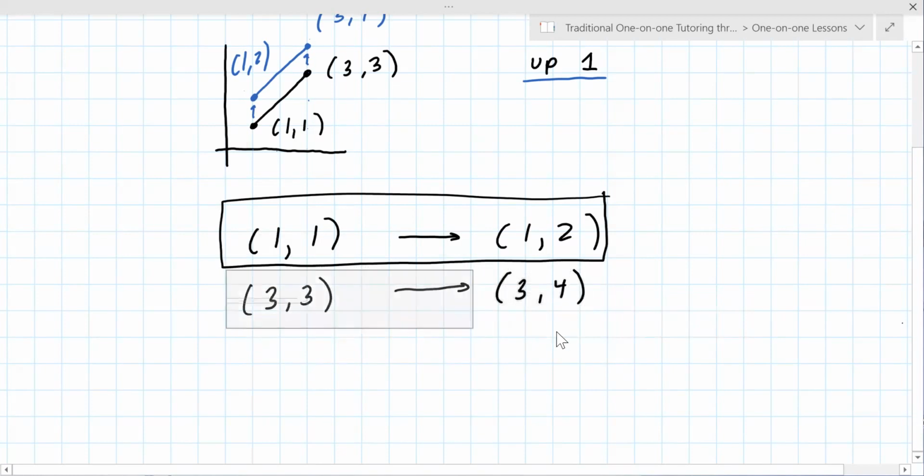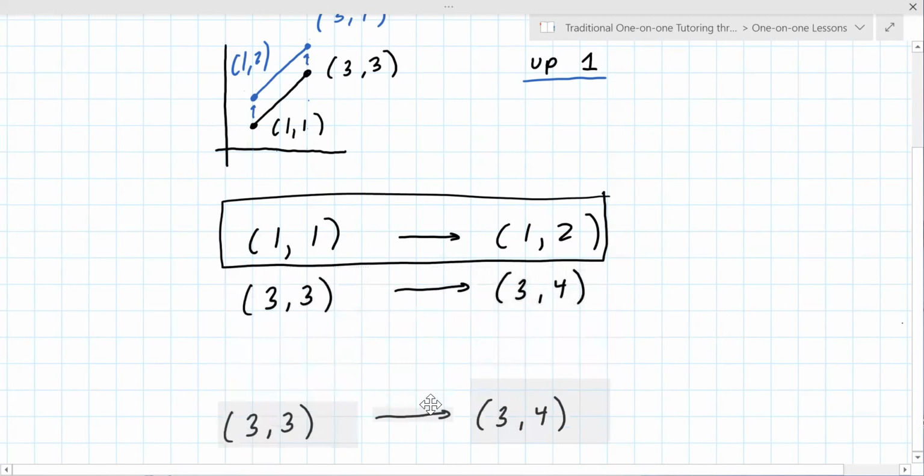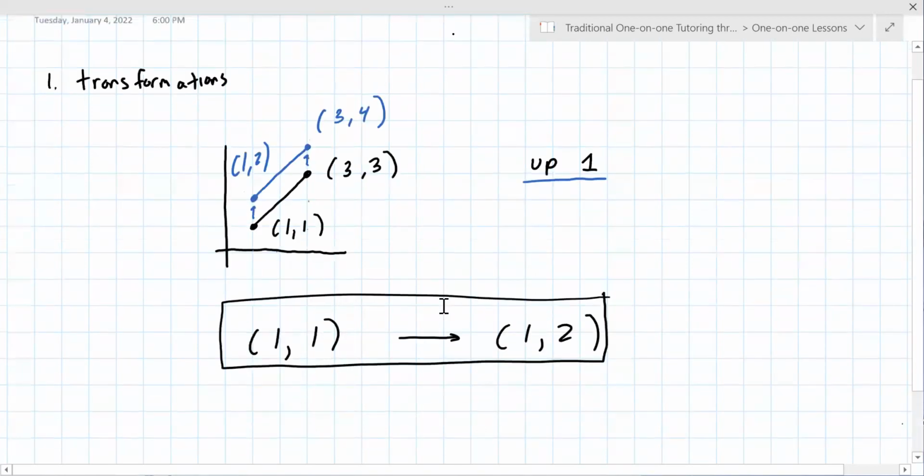Oh, you have to add 1. Yes, but to which value? Which one did we change? See how this is X and Y, and this is X and Y. Which value changed, X or Y? Y, and that's because we're going up 1. So up or down is a change in Y.